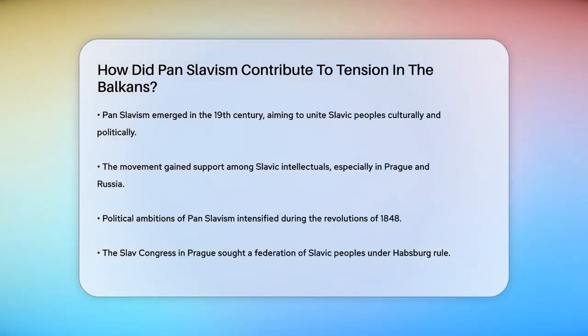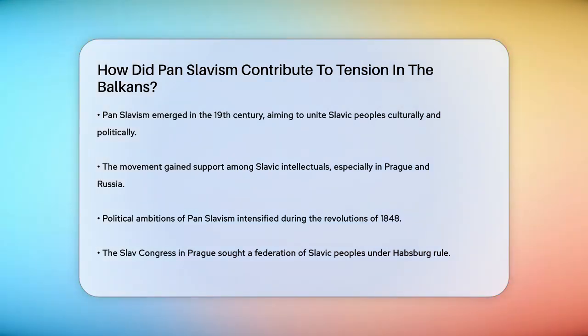This idea gained significant traction among Slavic intellectuals, scholars, and poets, particularly in Prague and later in Russia. One of the key ways Pan-Slavism contributed to tension in the Balkans was through its political ambitions. As the movement gained momentum, it began to take on political overtones, especially during the revolutions of 1848.